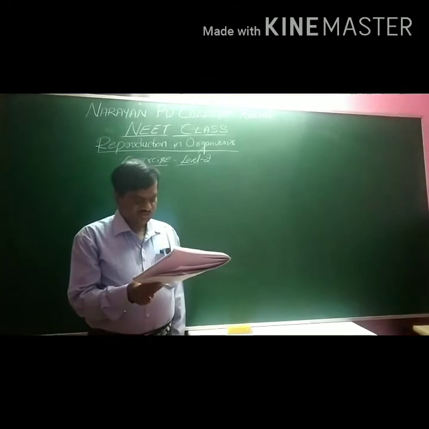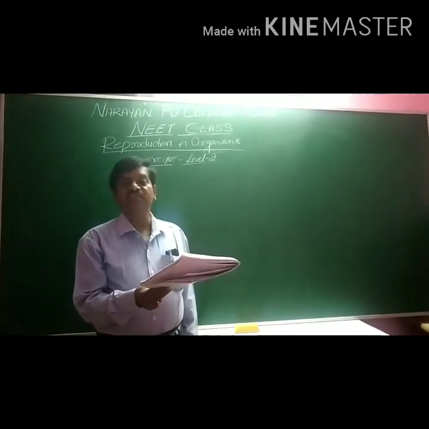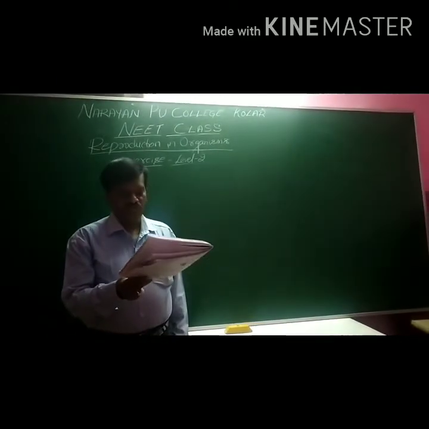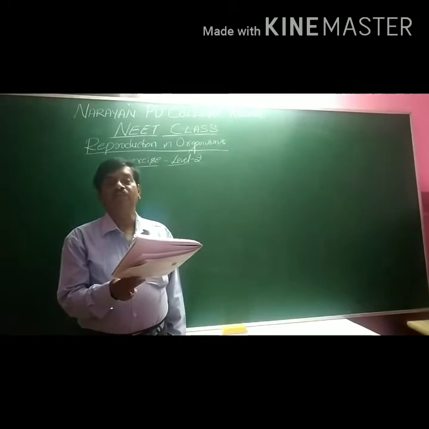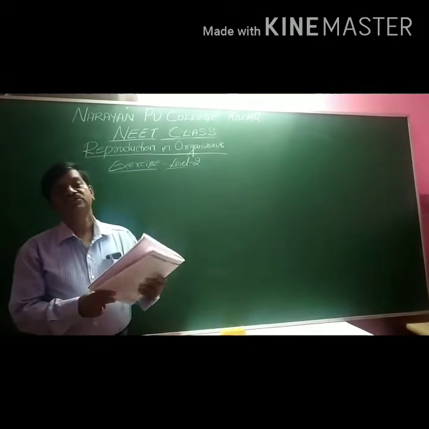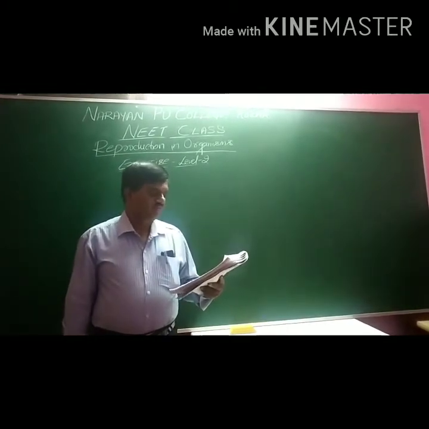Third option, tamarind is a root, whereas chrysanthemum is a stem. Even the third option is wrong. Fourth option, lemon and tamarind. Both are root cuttings. So the fourth option is right. Next we'll go for the next question.